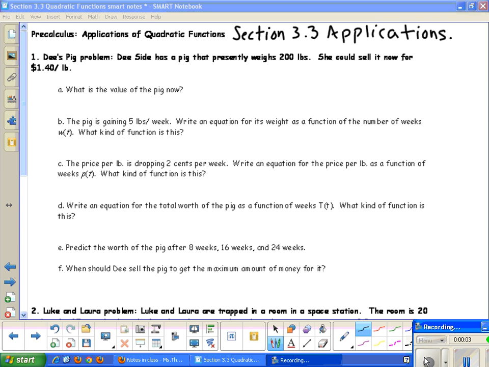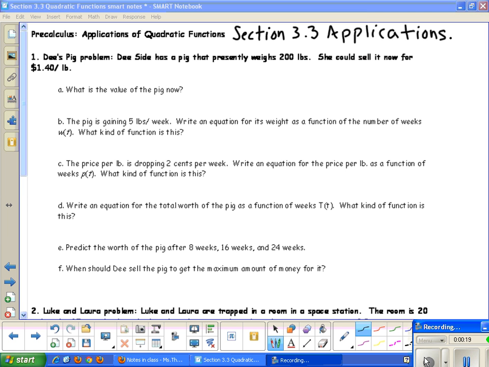Section 3.3, Applications of Quadratic Functions. The first problem is Dee's pig problem. Dee's side has a pig that presently weighs 200 pounds. She could sell it now for $1.40 per pound. The first question is, what is the value of the pig now?